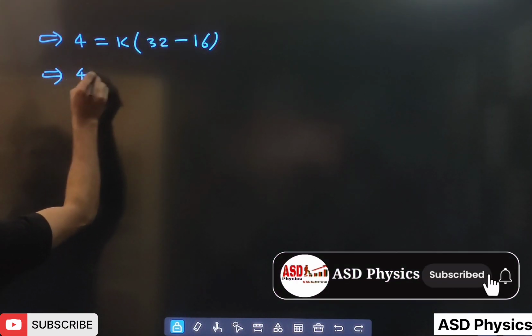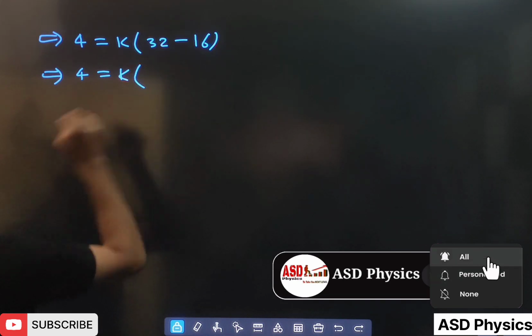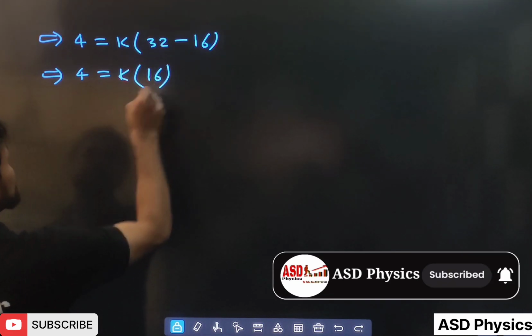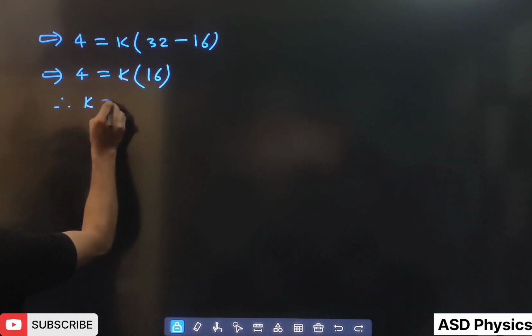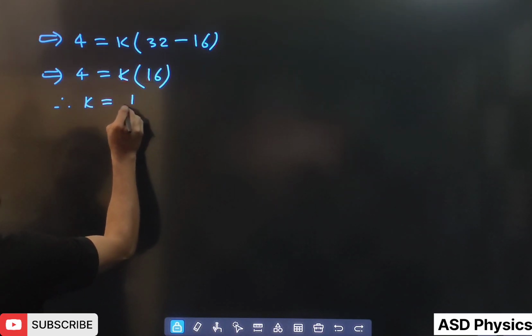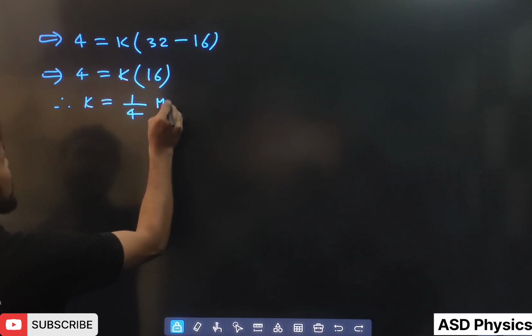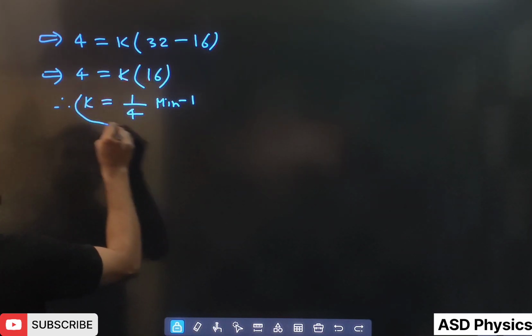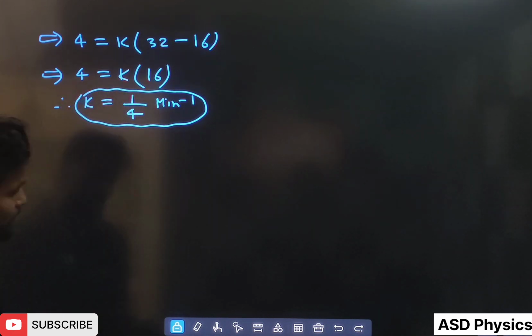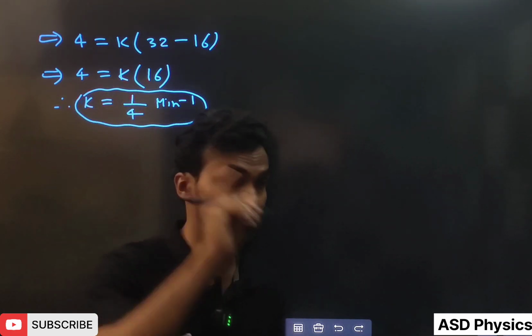So next I will say this will be 4k, and 32 minus 16 is anyhow 16. So hence this k value will come 4 by 16, that means 1 by 4, and when you check, the unit will come meter inverse. Okay students, so this is stage 1.